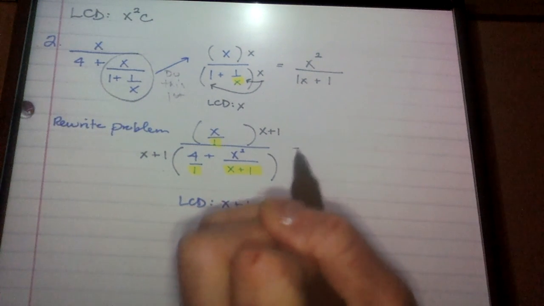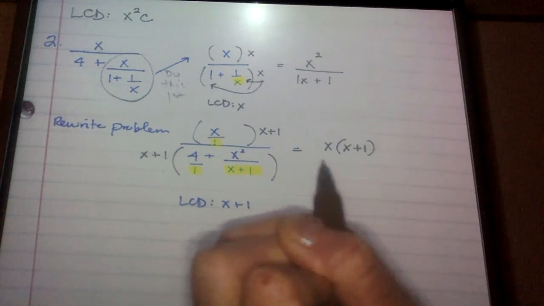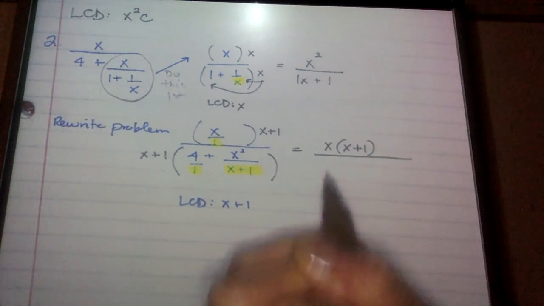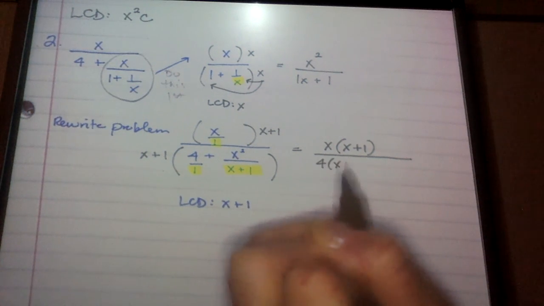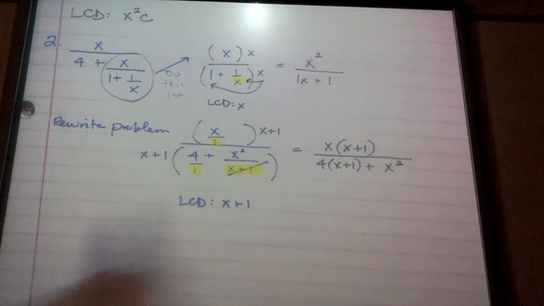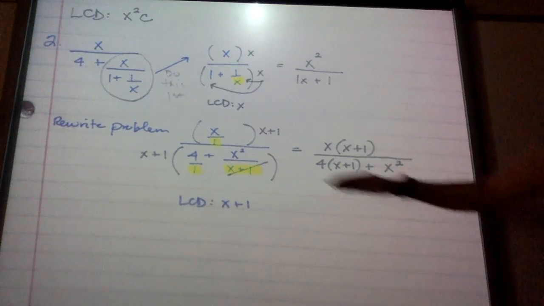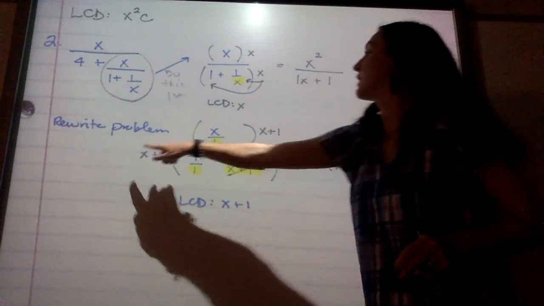So on the top, I'm going to be distributing x times x plus 1 because nothing is going to cancel. And on the bottom, I have 4 times x plus 1 plus x squared. The only place it cancels is here, right? Because the top and the bottom are going to cancel.